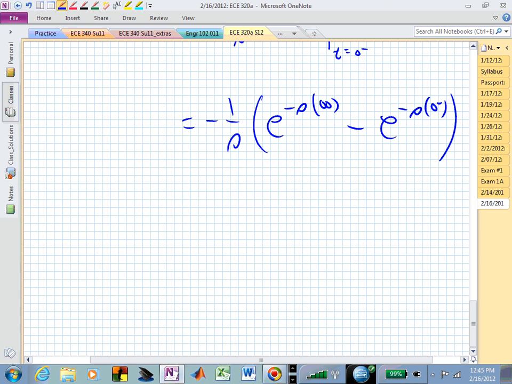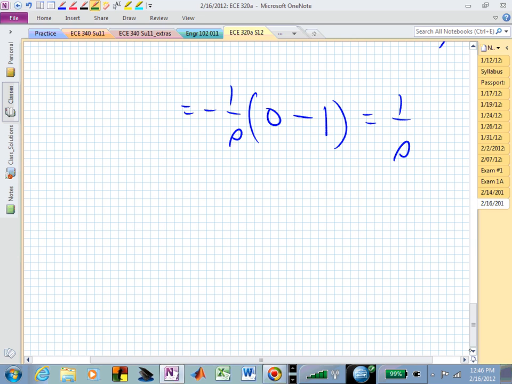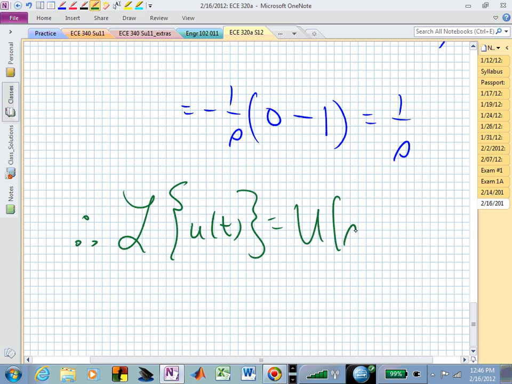Now, if s is bounded, we have e to the minus s infinity. And what's e to the minus infinity? 0. So now this is going to be minus 1 over s times 0 minus, and what is e to the 0? That's 1. We have a couple of negatives, and that's what our unit step looks like as a function of s, its Laplace transform. So we could conclude the Laplace transform of this unit step, which we are calling capital U of s, is 1 over s.